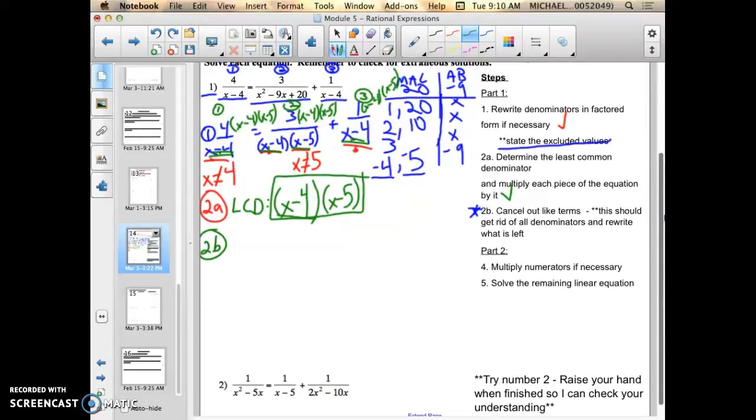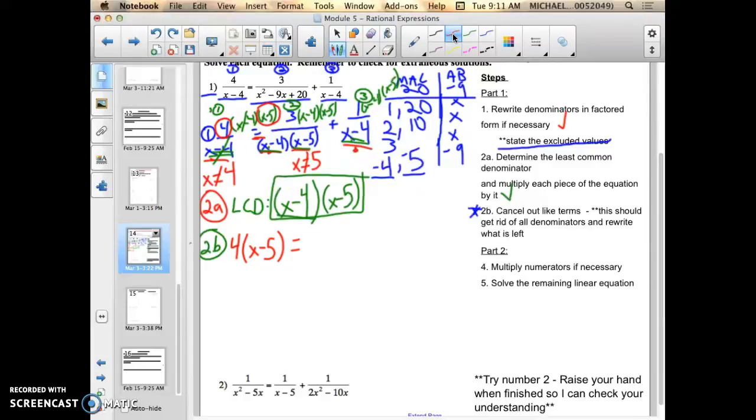2b, if I cancel out my first chunk, 4 over x minus 4, and it's being multiplied by my least common denominator, I have an x minus 4 on top and bottom. So all that I have left in my first chunk is this 4, and it's being multiplied by this x minus 5. So I'm going to rewrite that for my new first chunk. 4 times x minus 5. And then I have an equals sign, so equals.